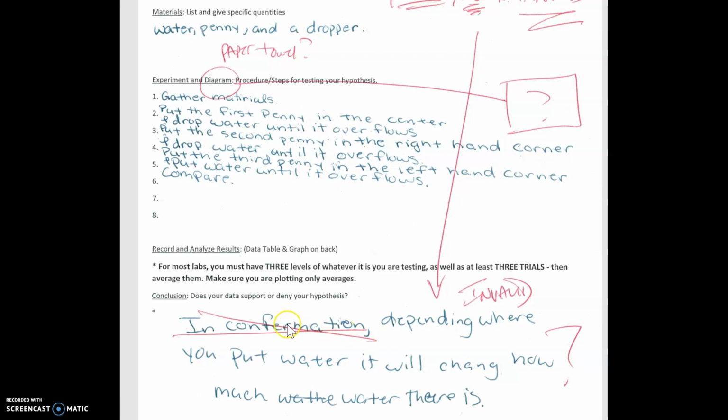Okay, and the conclusion, in confirmation, that's spelled incorrectly, but in confirmation, you don't write that. This is the conclusion: depending where you put water, it will change how much water there is. Okay, don't know what that means. It's not a conclusion. It's not supporting or denying your hypothesis. So let's move on to the next one.